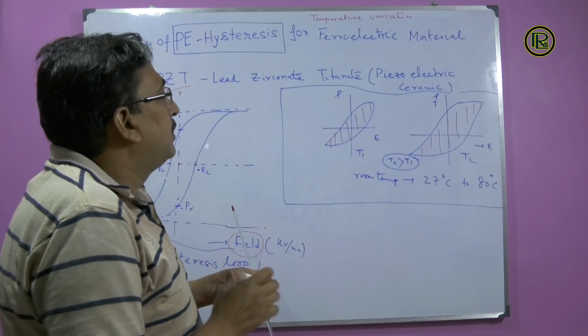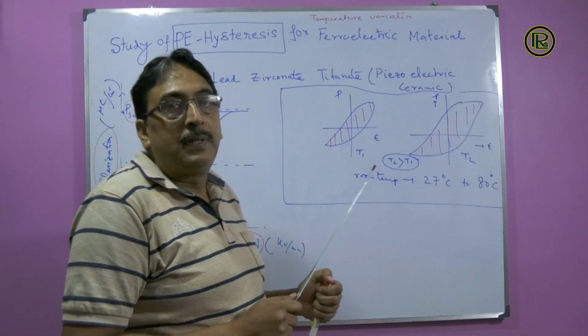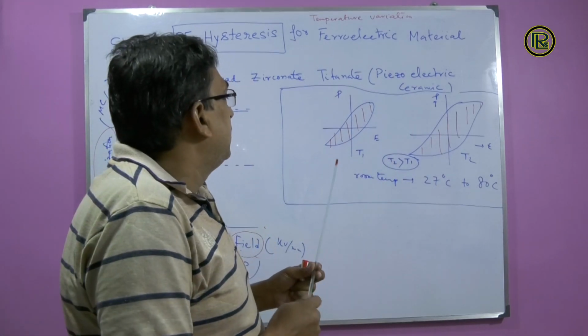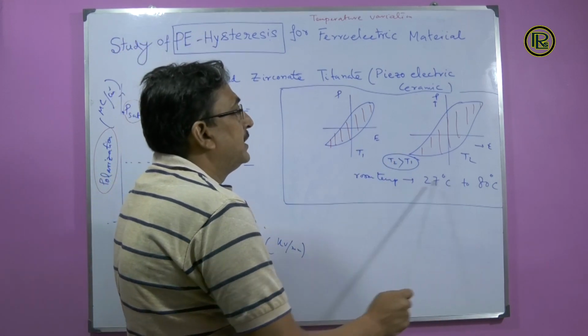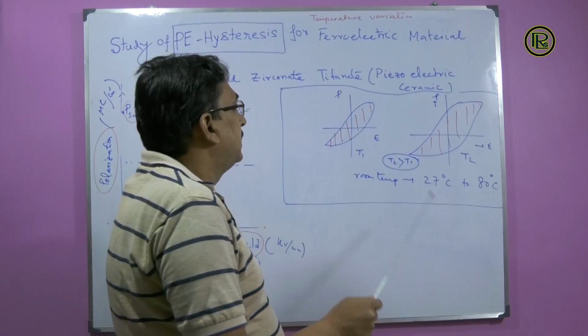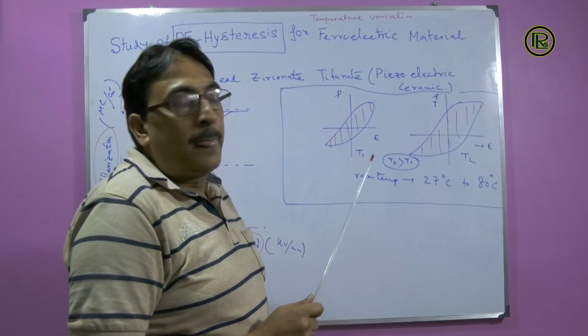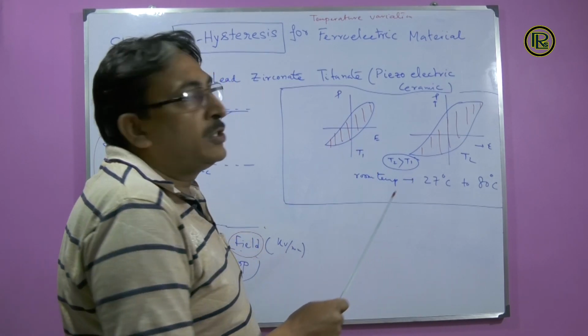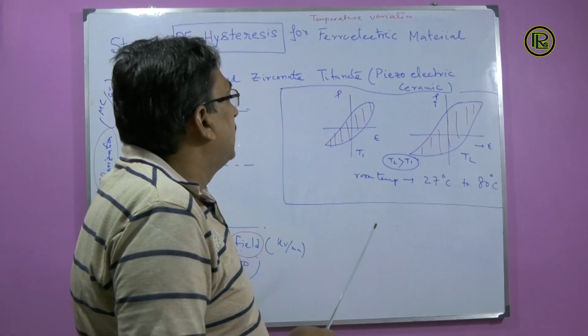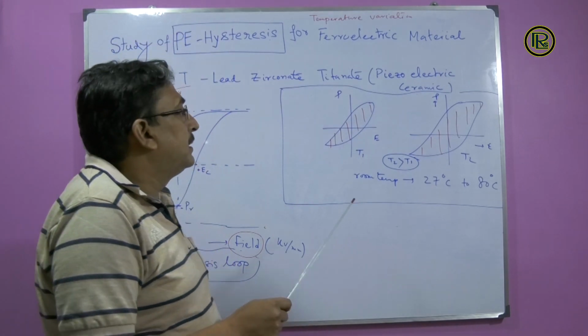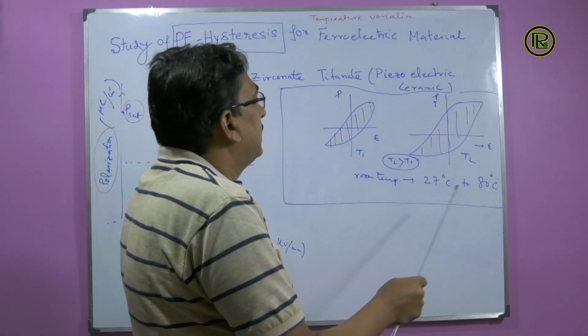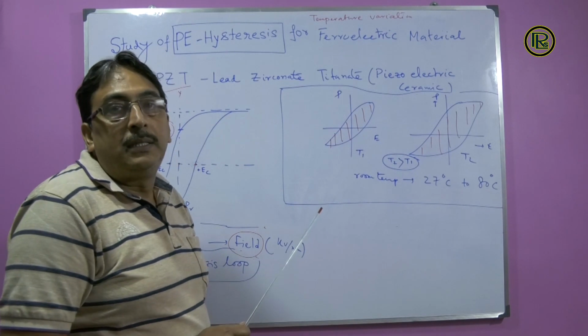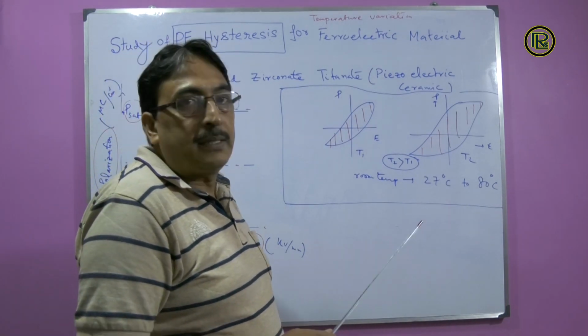And what we find is, if we change the sample, then the range of temperature for which the area of the hysteresis loop increases also varies. So the behavior of the curve and the range of temperature depends upon the sample. So it varies from sample to sample.